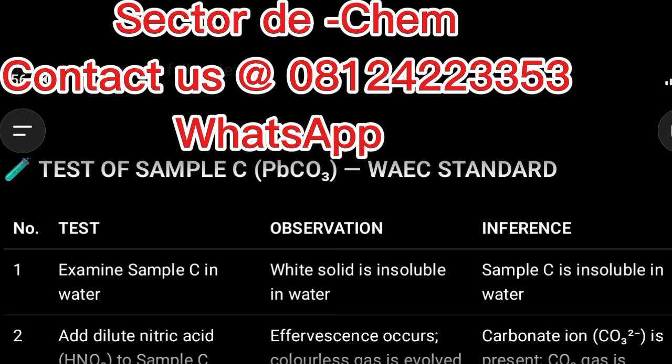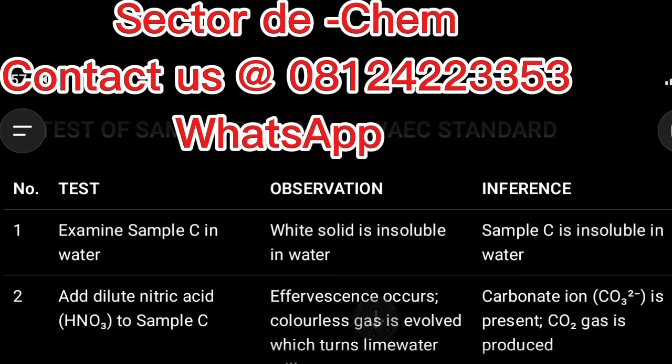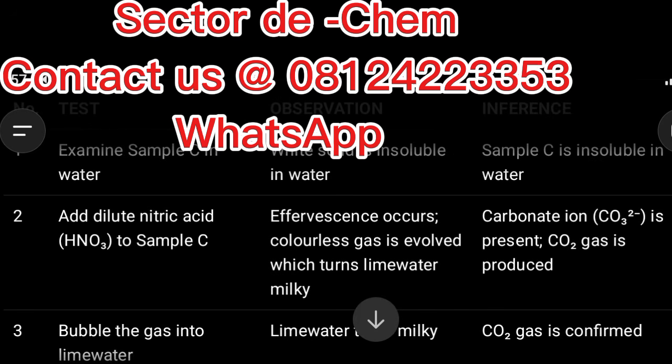So now the test here is test one: examine sample C in water. Then what you write in your answer booklet is: white solid is insoluble in water. Then your inference is: sample C is insoluble in water. The next test is: add dilute nitric acid to sample C. What you observe and write is: effervescence occurs, colorless gas is evolved, which turns lime water milky. Then your inference is: carbonate ion is present, gas is produced.